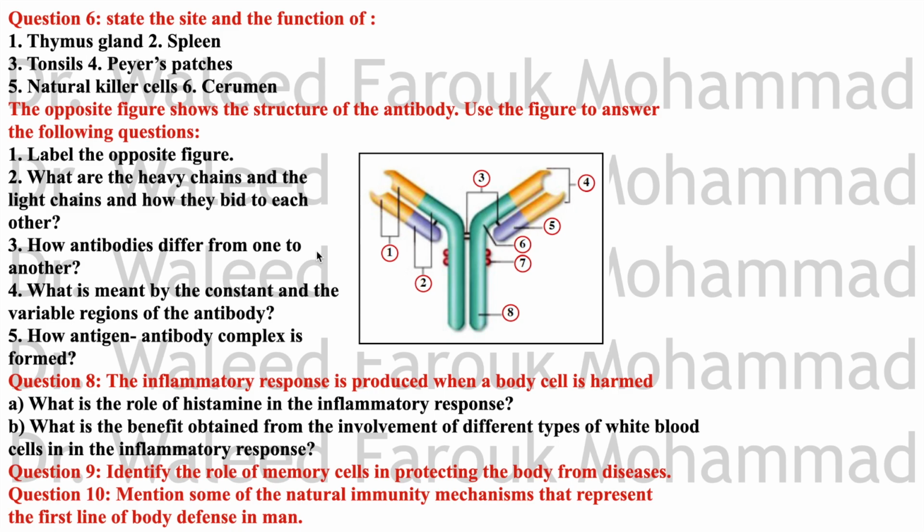Peyer's patches, the real function is unknown, but they have a role in immunity in the body. Natural killer cells, they attack the body cells infected with viruses, carcinogenic cells, or transplanted organs. Cerumen, it's the earwax, and it kills microbes and protects the ears.